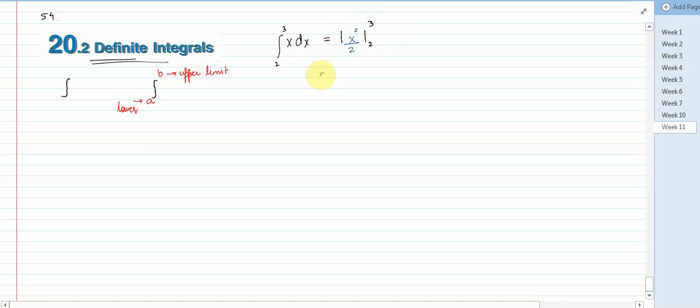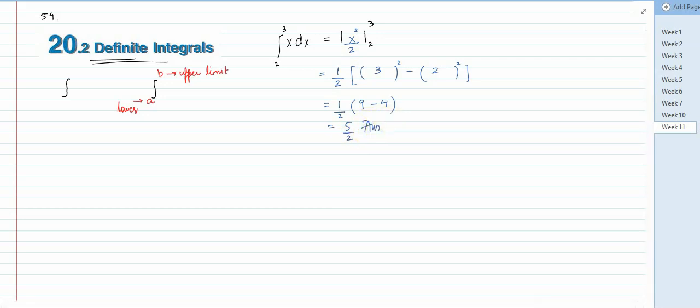Now the 2 in the denominator is a constant, so I will write 1 upon 2 outside the limits portion. The working principle is upper limit minus lower limit. The function is x square, so I apply the square on these two brackets: the upper limit is 3 and the lower limit is 2. So it will be 1 upon 2, 3 square is 9, 2 square is 4, 9 minus 4 is 5, so 5 divided by 2 is your answer.